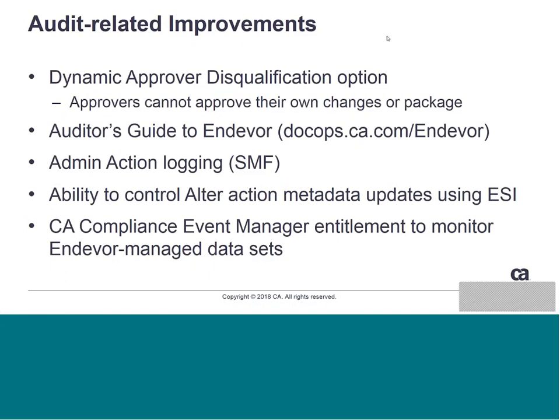Organizing the delivery of the features of V18 into these key marquee areas. The first one is audit-related improvements. The dynamic approver disqualification option is something that I think many sites have actually implemented long ago with Endevor through the use of customized user exits. This provides the capability to prevent package approvers from approving their own changes for their own packages.